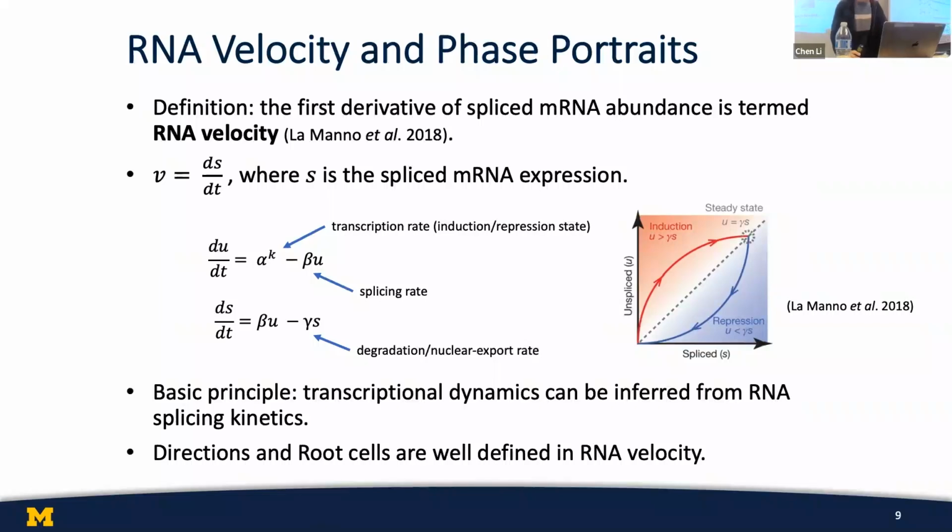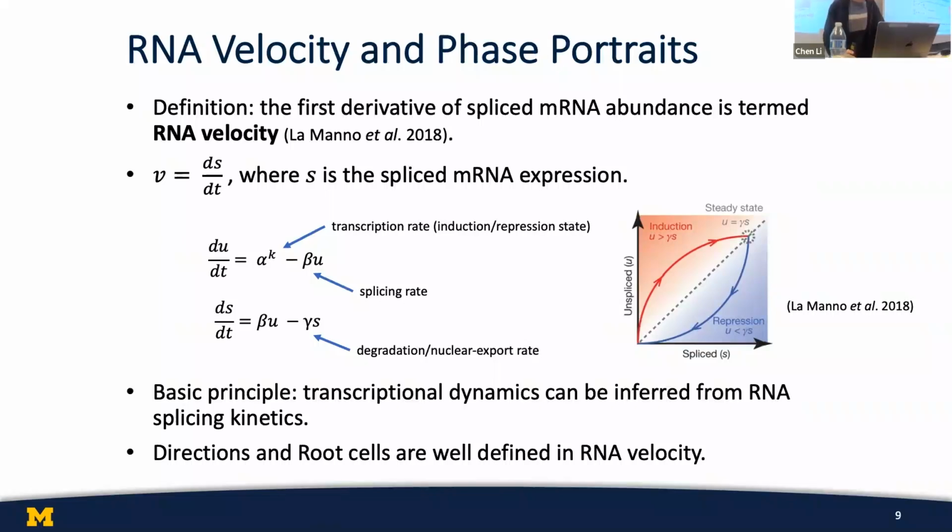These two formulas essentially summarize the whole splicing process. If we solve the ODE solutions and plot the unspliced count against the spliced count, we get a phase portrait like shown on the right. It has a classic oval shape.